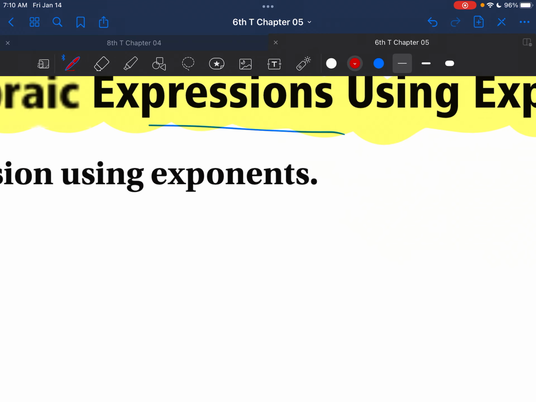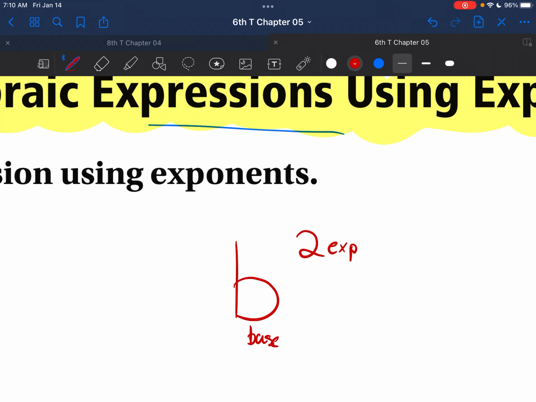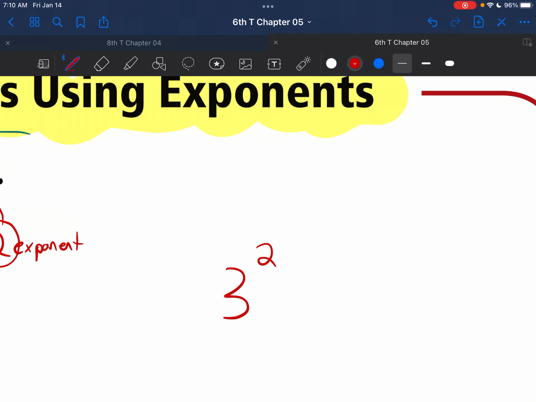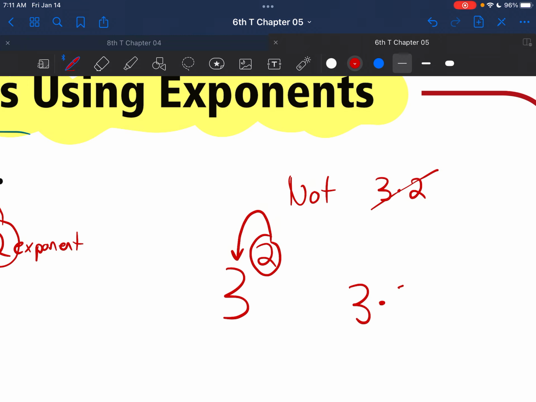Now, if we remember what exactly an exponent was, we would have something like this. This would be our base number, and then this would be our exponent. And what was this telling me? This is telling me that I have 2 of these, okay? So a good example would be like this. If I had 3 to the 2nd power, this is not 3 times 2. I'll say this again. This is not 3 times 2. What it is telling me is I have 2 of these. So I have 3 times 3. That's exactly what I have, okay?